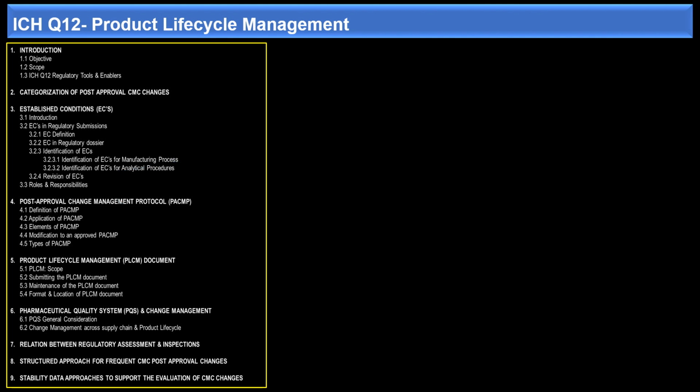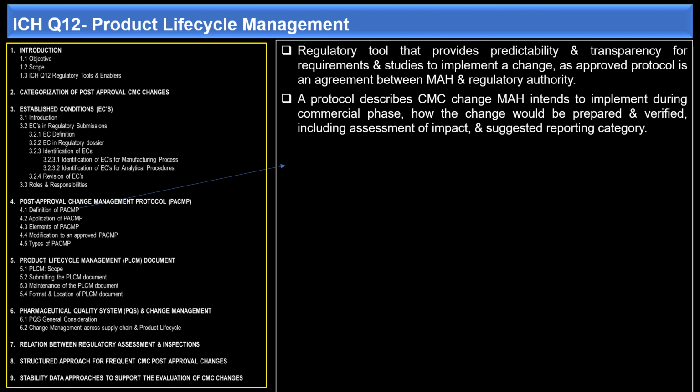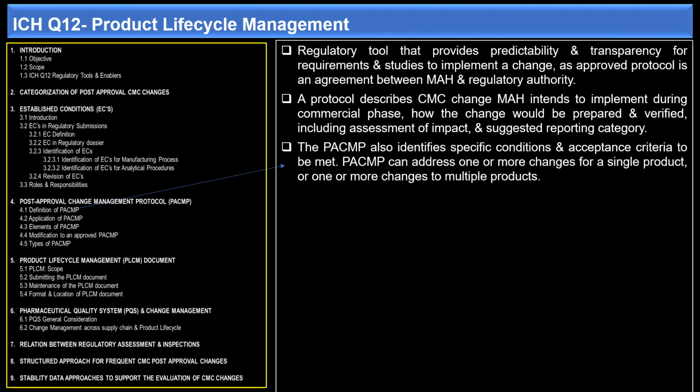Moving to the fourth point, that is post-approval change management protocol. If we look at the definition, it is a regulatory tool, and as it is an approved protocol, an agreement between the MAH and the regulatory authority, it provides predictability and transparency for requirements and studies to implement a change. The protocol describes the CMC change which the authorization holder intends to implement during the commercial phase, how the change would be prepared and verified, including assessment of impact and suggested reporting category. The protocol also identifies specific conditions and acceptance criteria to be met.